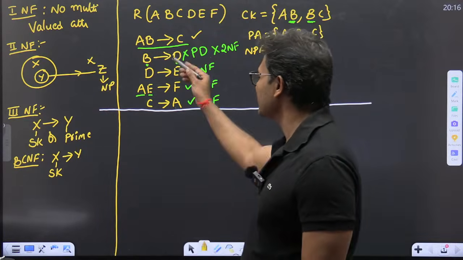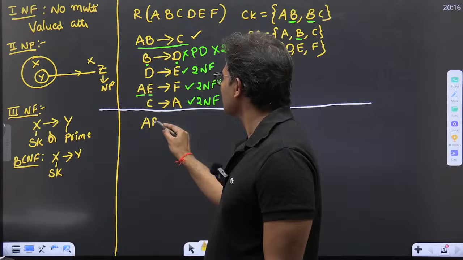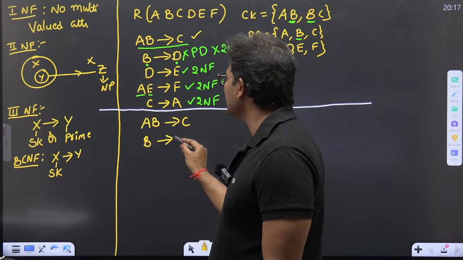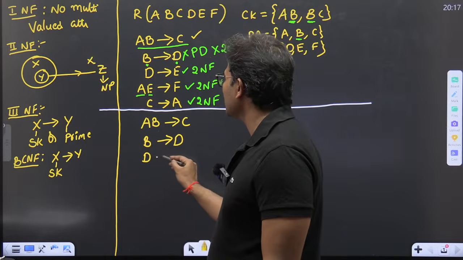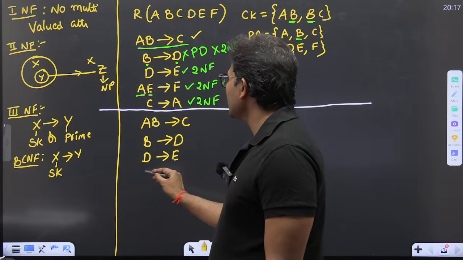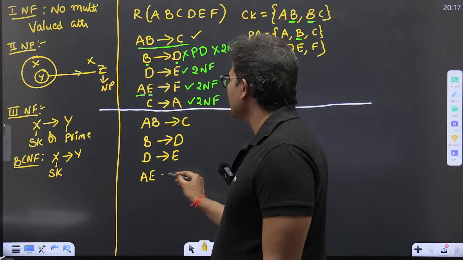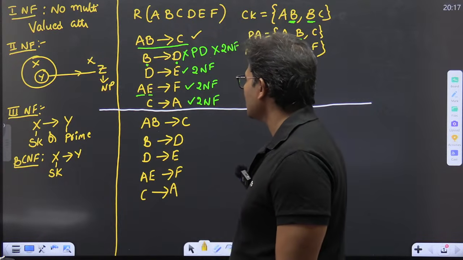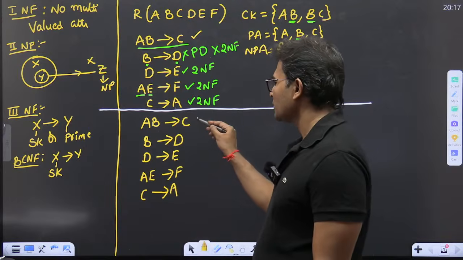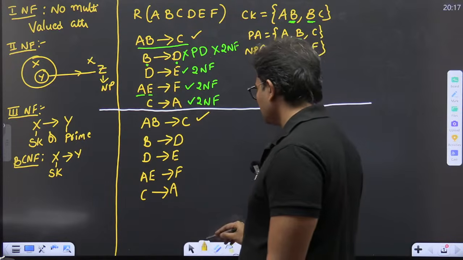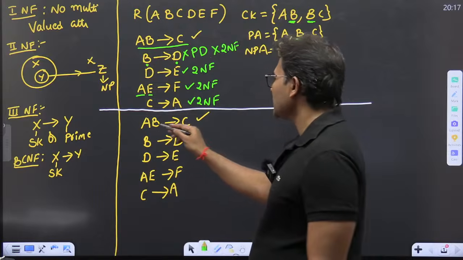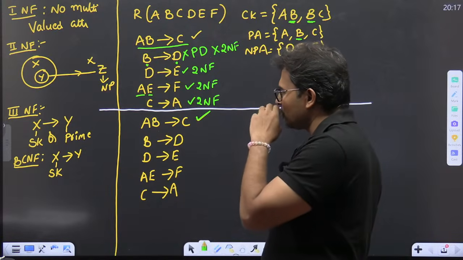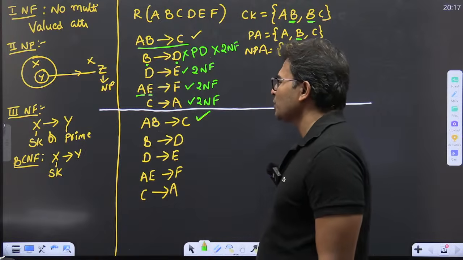Now let's see the same thing. AB determines C, B determines D, D determines E, AE determines F, C determines A. Now this is in the highest normal form, BCNF. AB determines C is in the highest normal form, BCNF, because the left-hand side is a super key, right?